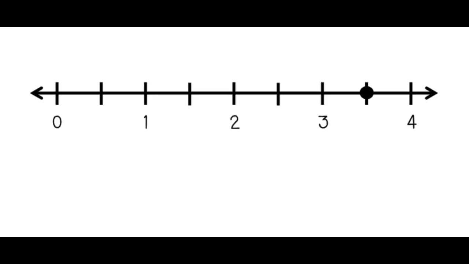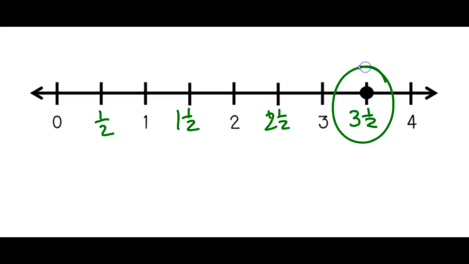Okay, we're just going to keep on going through here. Ooh, we have a dot between 3 and 4 here. Between each of these whole numbers is 1 hash, dividing each whole number into 2 sections. So between 0 and 1, we have 2 sections, which means each section is 1/2. So this is 1/2. This is 1 and 1/2, 2 and a half. So our dot is at 3 and a half. That one was pretty easy.